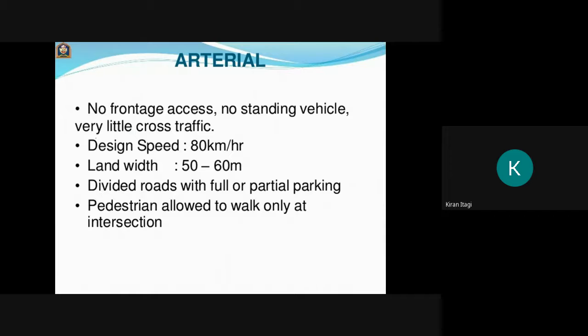Okay, arterial roads: no frontage access, no standing vehicles, or very little cross traffic. Whatever these types of roads you are seeing, think that you are visualizing the roads in Pune. Whatever roads come under this urban classification, arterial, subarterial, just visualize them in the city. The design speed will be 80 kilometer per hour.